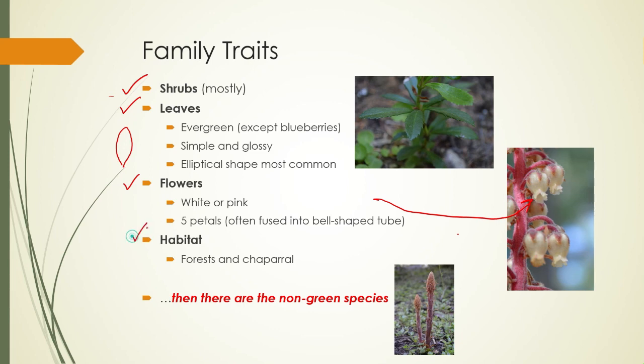You'll usually find these guys in the forests in Washington State, and chaparral in the few areas where that exists. And then there's these non-green species, down here like pine sap, which I showed you the flowers of here. They're a little confusing. They don't fit any of the rest of those characteristics, but they are really interesting to think about and to study. So we'll take a look at those too.